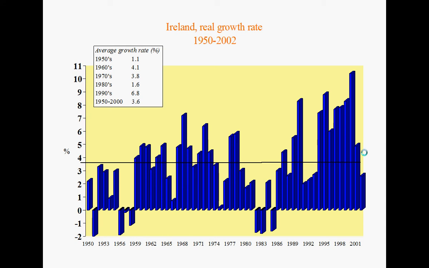And you can see how the average growth rate differed by years. So you can see the 2 decades in which growth was particularly anemic: the 1950s with an average growth rate of 1.1%, and the 1980s with an average growth rate of 1.6%. So that's basically an economy going nowhere over a 10-year period.